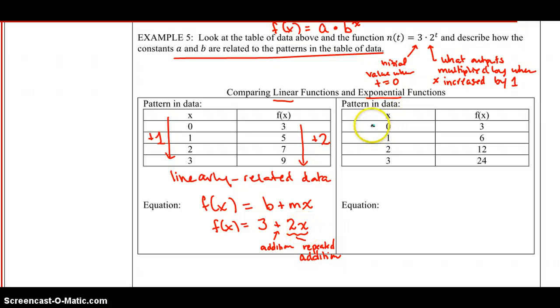But now this new pattern, as we keep increasing x by 1, over here, instead of adding or subtracting like we did with linear functions, okay, over here, we are multiplying by 2 each time. Okay. This is going to be what we're looking for to say that we have exponentially related data, meaning that we can describe this relation with an exponential function.